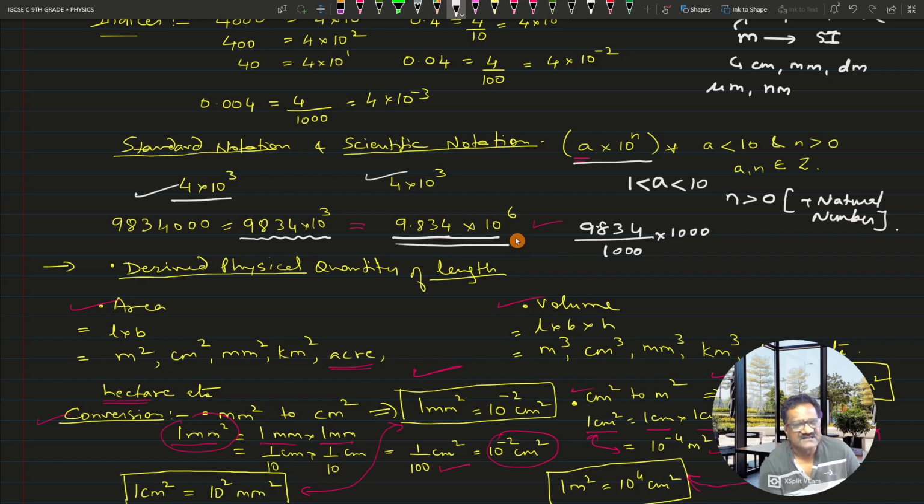Okay. So this is how any number, big or small, can be converted into a convenient form, which is known as the scientific notation form. These things are very important in physics. You should start learning them.